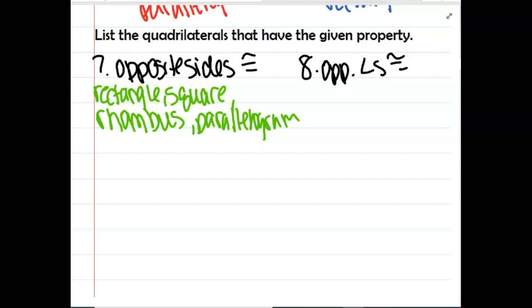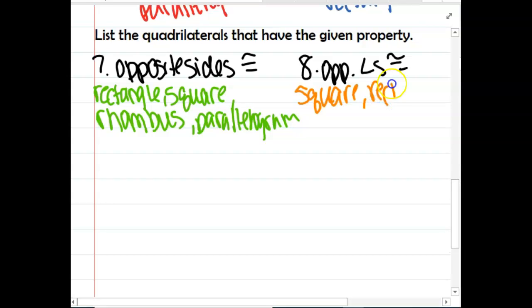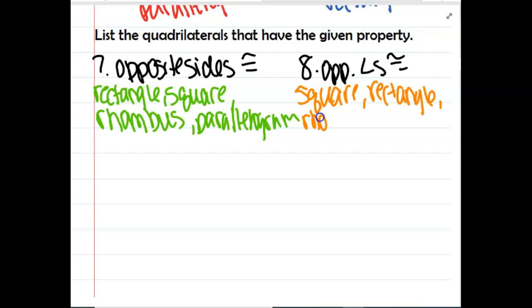A square does, because they're all 90, right? So, of course, a 90 degree angle is going to be congruent to a 90 degree angle. For the same reason, a rectangle, because they're all 90, which means the opposite angles are going to be congruent. A rhombus. Why a rhombus? Because it's a parallelogram, isn't it? And isn't that a property of a parallelogram? So it's actually going to be the other two, a rhombus and a parallelogram. So that has all of them too.